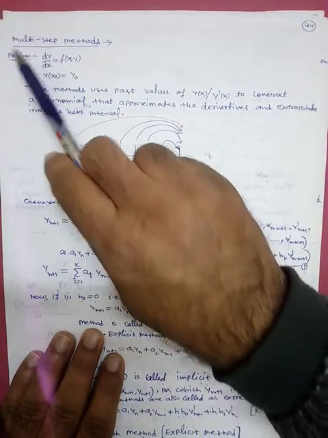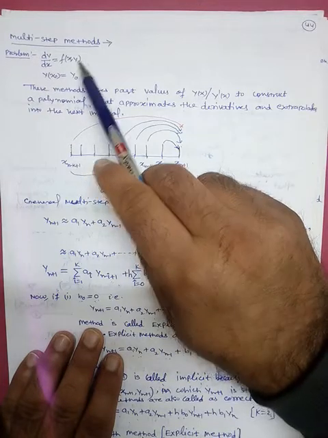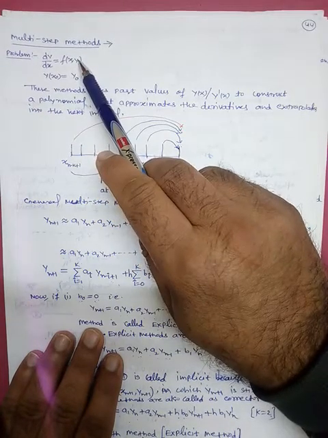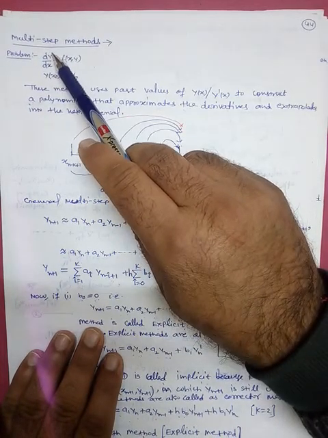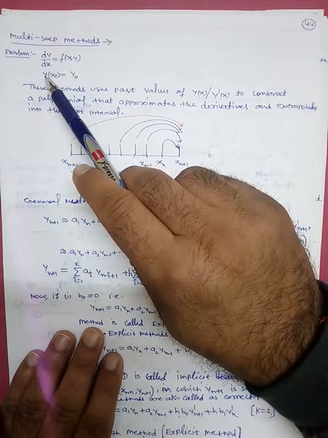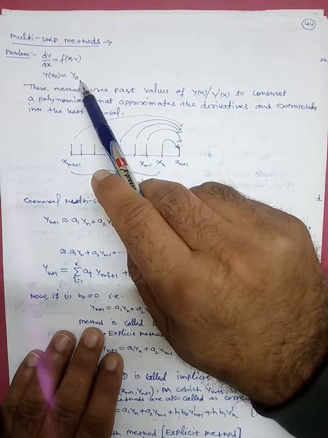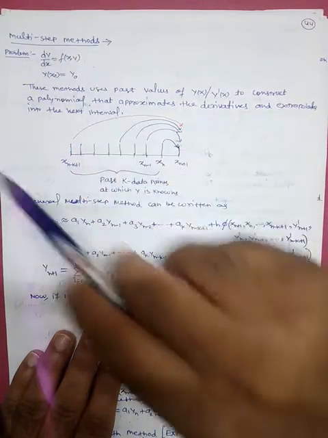So what is our problem? The problem is just dy by dx is equal to f of x, y, a function of x and y, where y is the dependent variable and x is the independent variable, and with the condition y at x naught is equal to y naught. So basically this is an initial value problem.